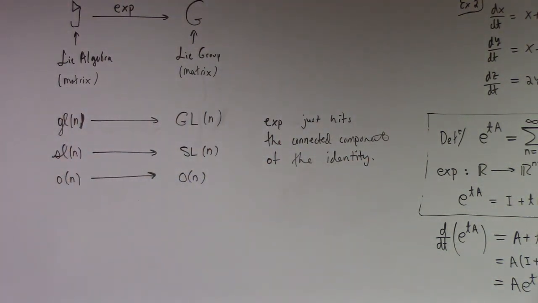For example, GLN has two different kinds of matrices in it. It's got positive determinant matrices, and it's got negative determinant matrices. So the exponential is never going to hit one of the negative determinant matrices, because the matrix exponential has positive determinant.